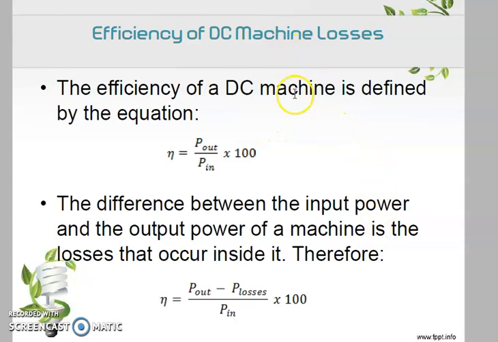So in terms of efficiency of the DC machine, it is defined by eta equal to P out divided by P in times 100, or P in minus the losses divided by P in. Usually we use P out divided by P in.